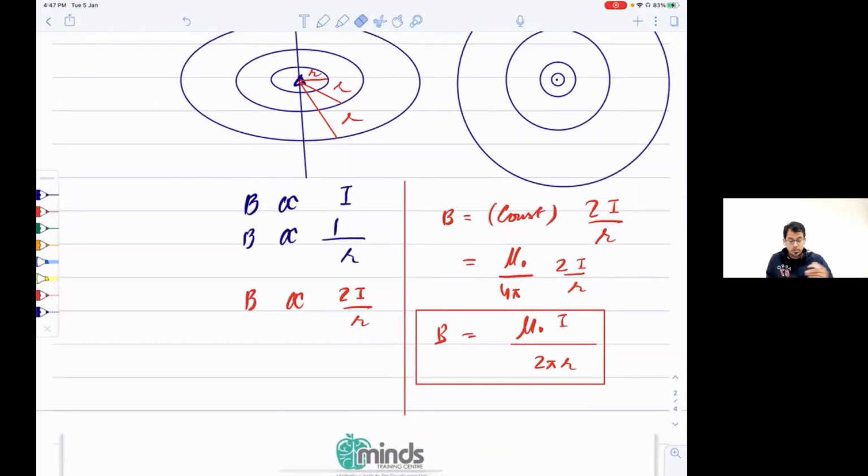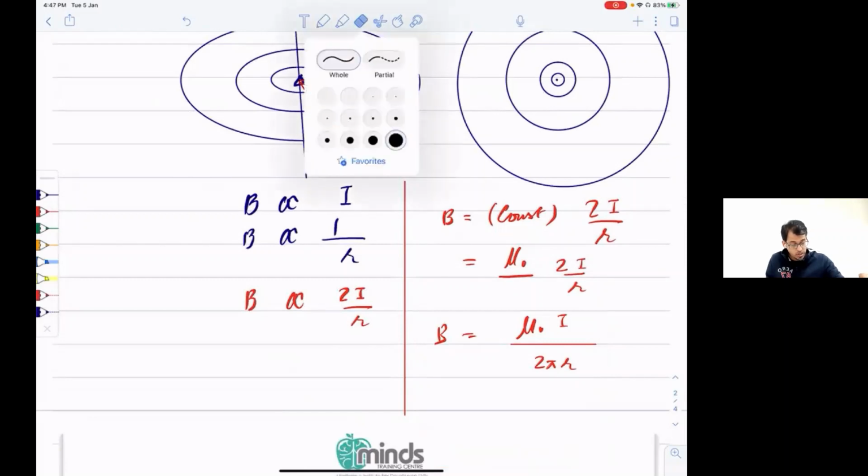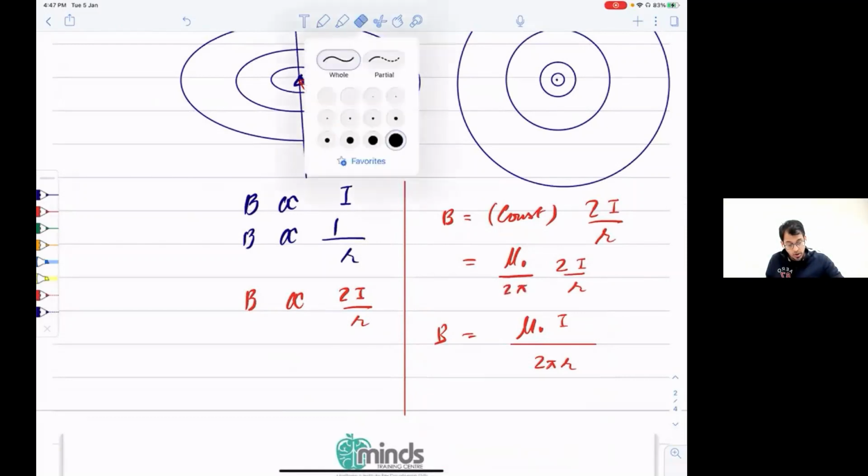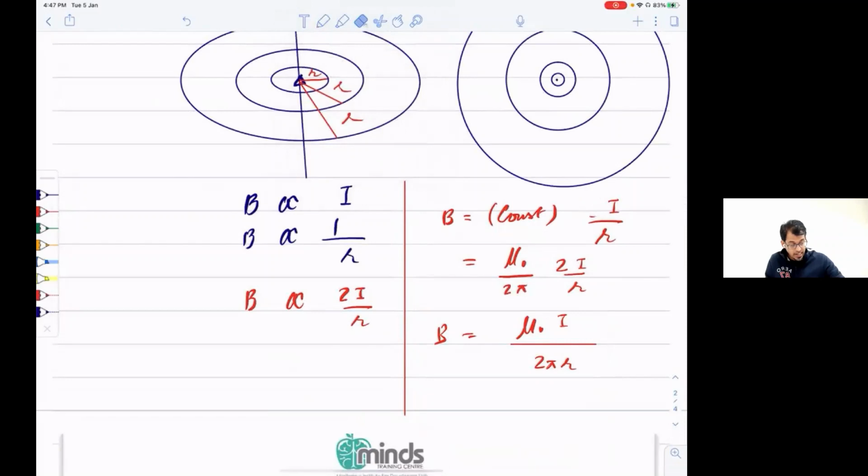B is proportional to I. They remove that I from here. And instead of using 4 pi, instead of using constant as 4 pi, they actually use constant as mu naught over 2 pi. So I hope all of you will agree that even in that case, you will be ending up with the same result. Did you get what I said?